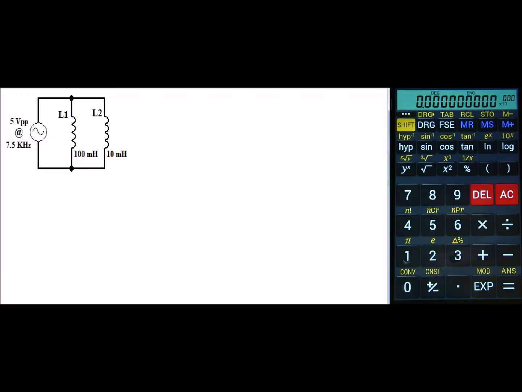The first thing we want to do is go ahead and look at our totals. Our first total, V total, is going to be 5 volts. Our next total would be the total inductive value. Now, like resistors, we're going to use the reciprocal formula, which is 1 over L1 plus 1 over L2. So we have 1 over 100 milli plus 1 over 10 milli.